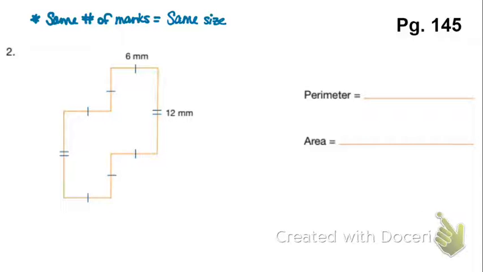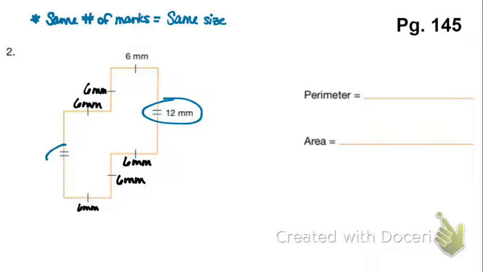So how many sides overall do we have that are 6 millimeters? How many sides total? 6. These 3 on the top part, and then down on the bottom, we have one right here, one right here, and one right here. How many sides do we have that are 12 millimeters? 2. We've got this guy, same number of marks, so same size.